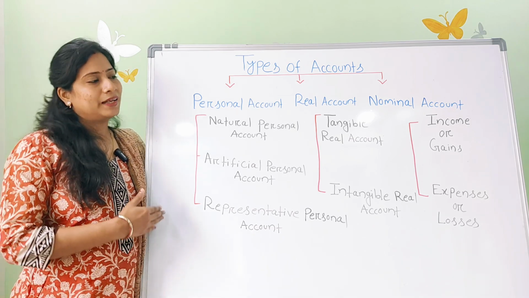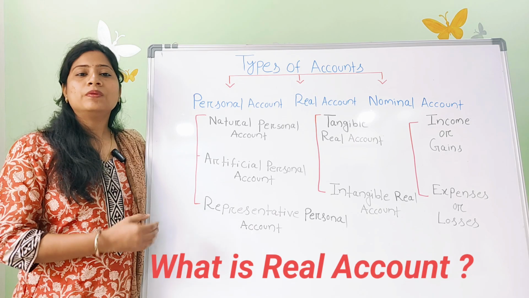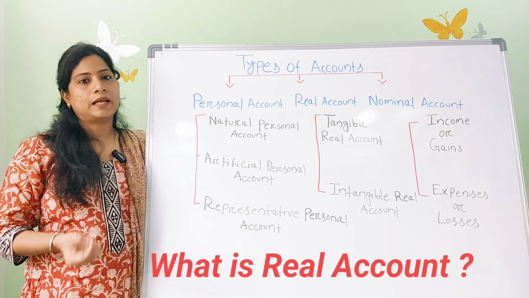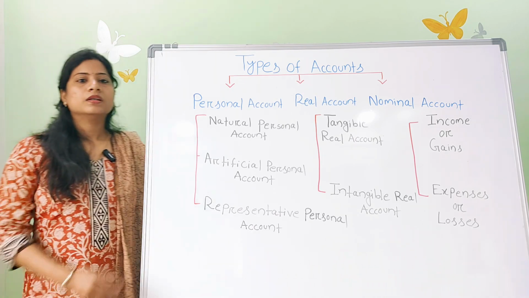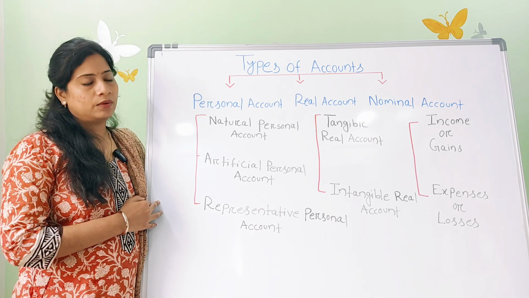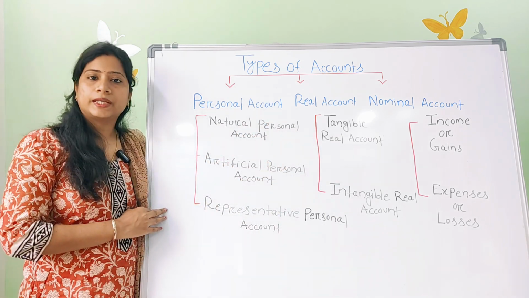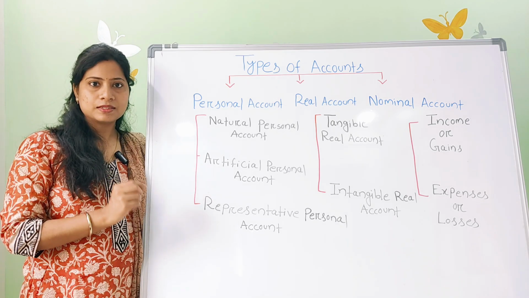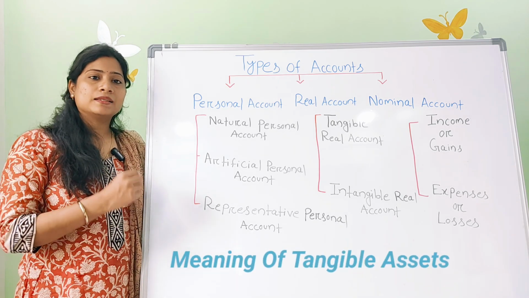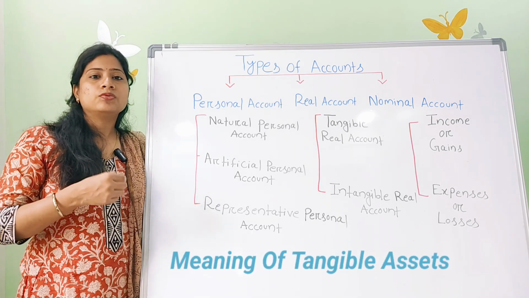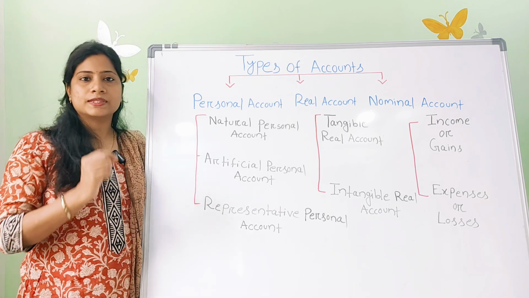Next one is real account. Real account represents all the assets and liabilities related transactions. There are mainly two types of real account. The first one is tangible real account and another one is intangible real account. Tangible assets we already learned: the assets which we can see and which we can touch, and which have a physical existence.